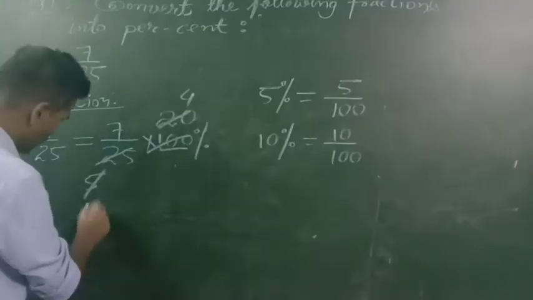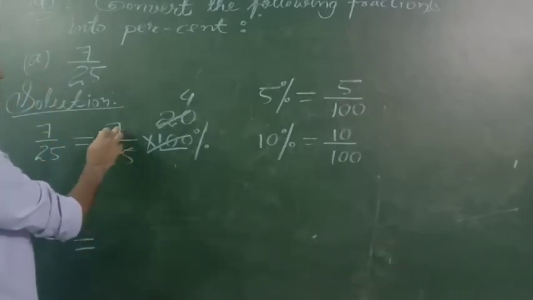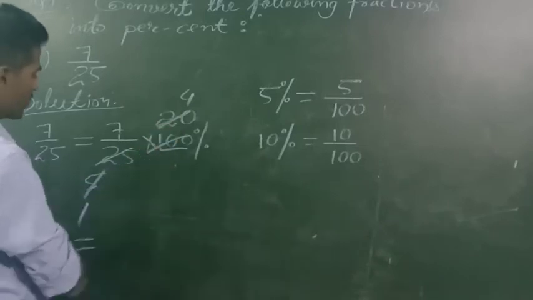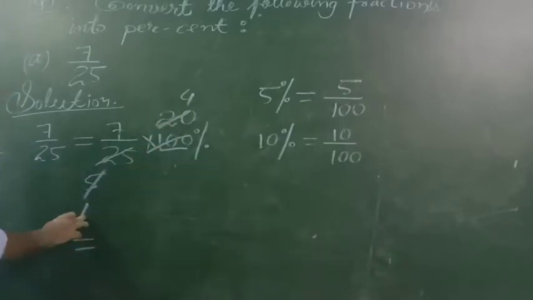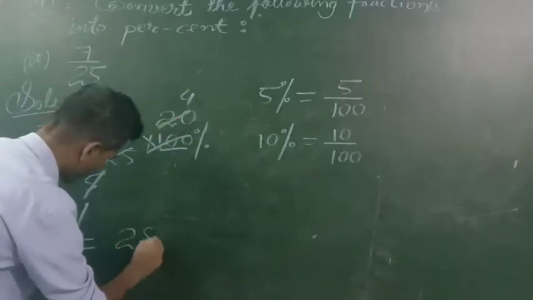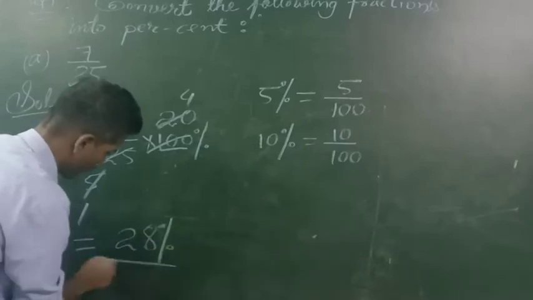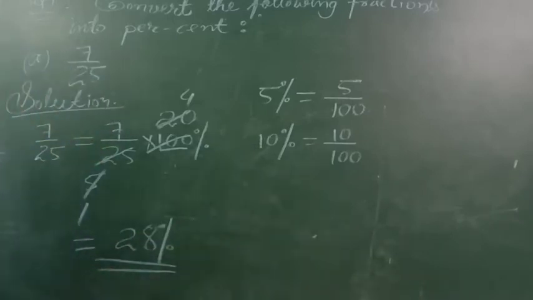What did we get now? The equal sign should be right below the equal sign. In the numerator, we got 7 into 4, 28. In the denominator, we got only 1, so we prefer not to write the 1. So 7 times 4 is 28, and this 28% is the solution for question number 1, sub question A.